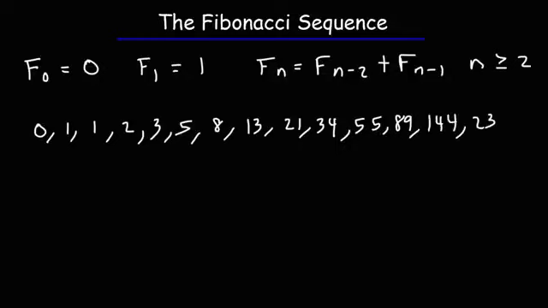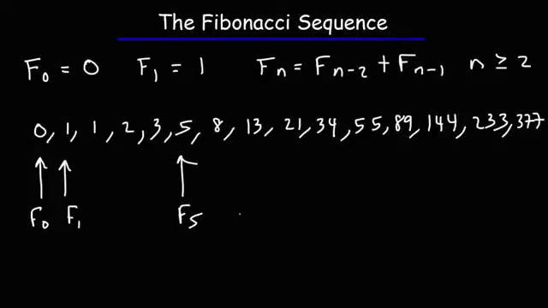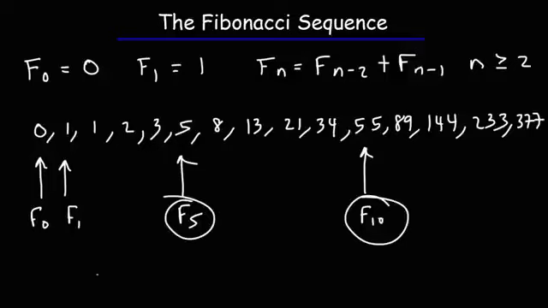So you'll get these numbers as well. I'm going to stop at 377. So F sub 0 is 0. That's the first term. F sub 1 is the next term. F sub 5 is 5. This is F sub 10, which really is the 11th term, if you think about it, because F sub 5 is the 6th term. I just want to make sure that you know what these numbers represent.